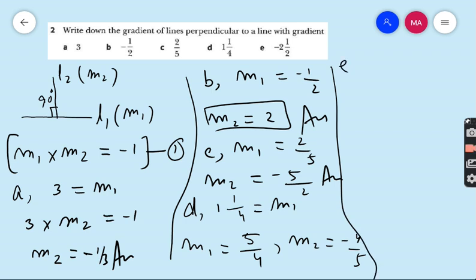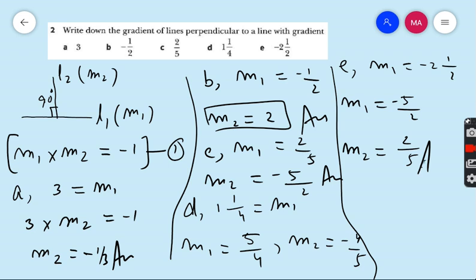Similarly, part E, M1 is equal to minus 2 whole 1 upon 2. 2 times 2 is 4, 4 plus 1, minus 5 upon 2. So if M1 is minus 5 upon 2, therefore M2 should be minus minus plus 2 upon 5. This is the answer. So I hope you completely understand the concept of gradient. Okay, students, so we did all parts of question number 2. Come to question number 3.